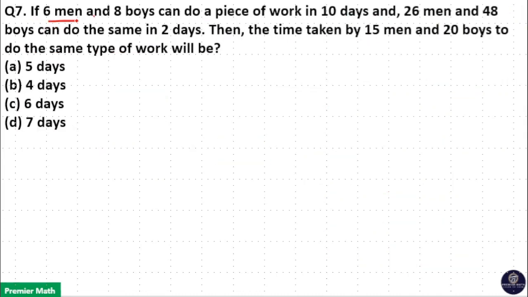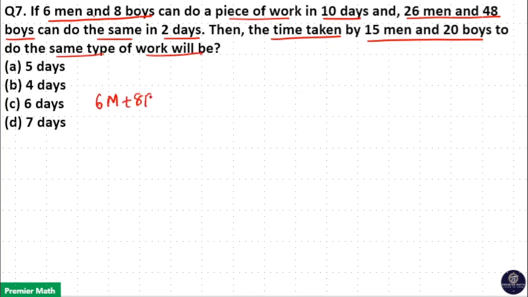If 6 men and 8 boys can do a piece of work in 10 days and 26 men and 48 boys can do the same in 2 days, then time taken by 15 men and 20 boys to do the same type of work will be. Here 6 men and 8 boys can do a job in 10 days and 26 men and 48 boys can do the same job in 2 days.